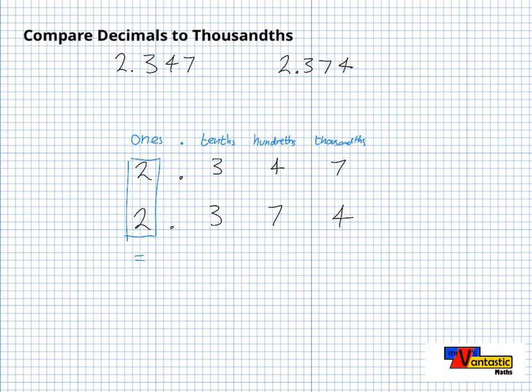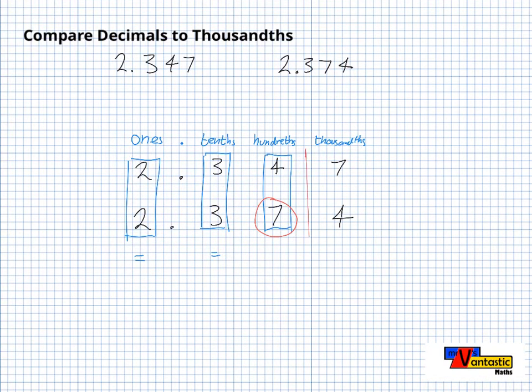So we'll compare the next smallest place value, which is the tenths place. Again, 3 and 3 are equal to each other, so this doesn't tell us anything. So we'll move up to the next decimal place, which is the hundredths. And now we can see, well, 4 and 7 are obviously different. And so we want to figure out which one of the two is bigger. And anybody can tell you that 7 is bigger than 4.